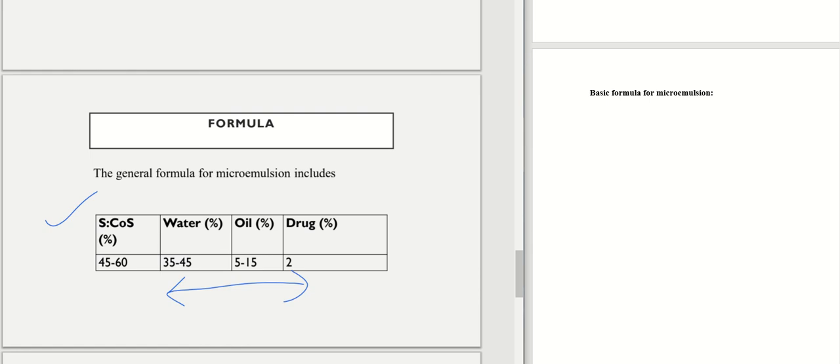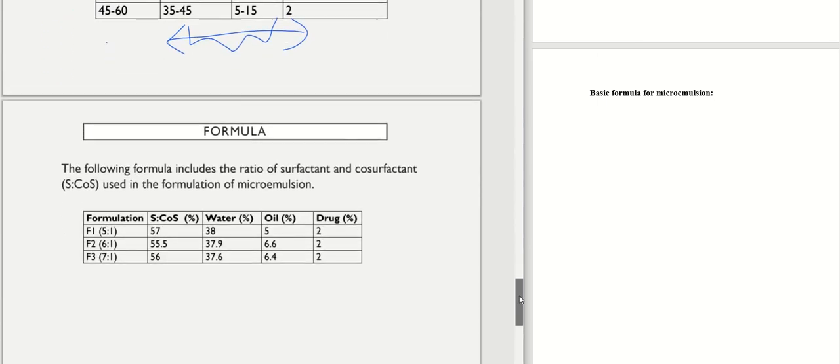In case we want to incorporate drug, we should make sure the drug does not exceed 2%. The oil phase should be in the range of 5 to 15%. Water or the aqueous phase should be in the range of 35 to 45%. And surfactant co-surfactant should be in the range of 45 to 60%. Here we are discussing oil in water type of microemulsion. These ranges will vary based on the type of emulsion, whether it is oil in water or water in oil. This is the basic formula.